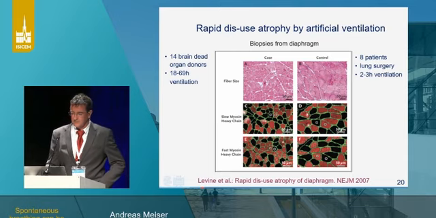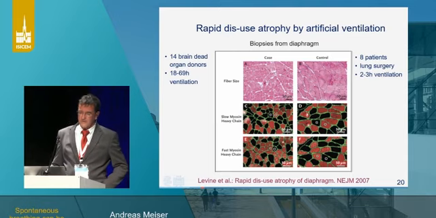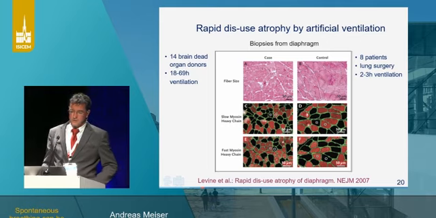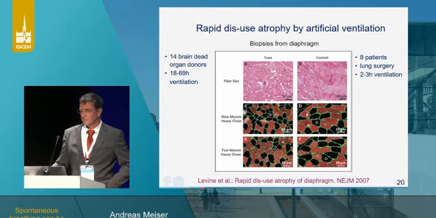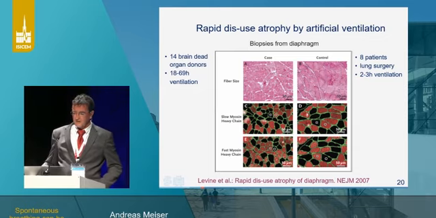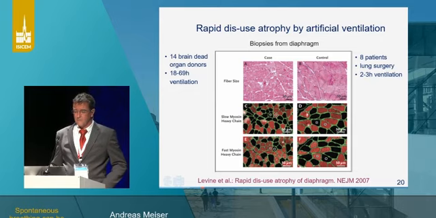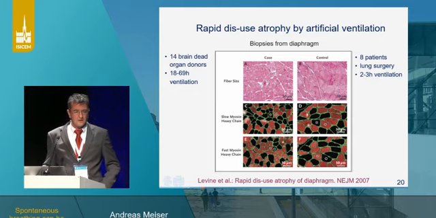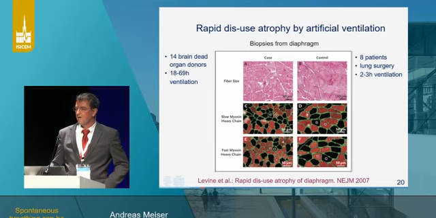This is a newer study from Levine. They looked at diaphragm biopsies from 14 brain-dead organ donors and compared them to biopsies from 8 otherwise healthy patients undergoing lung surgery. And they found a severe atrophy of the diaphragm already after as little as 18 to 69 hours of mechanical ventilation. Now, is this important for clinical practice, or does the diaphragm come back quickly?